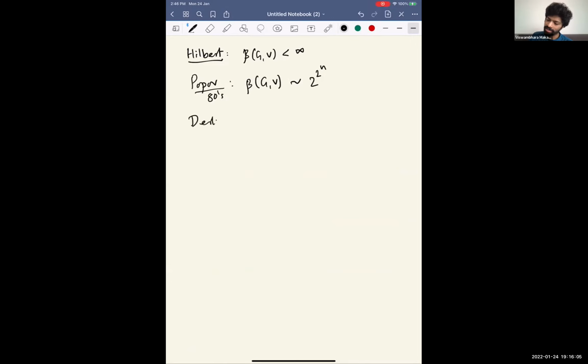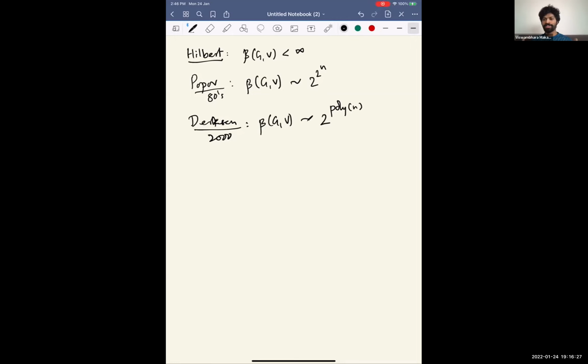And then Derksen in about 2000 gave something that's a little bit better. It's 2 to the poly n, which is still okay. And I will tell you what the difference between 2 to the 2 to the n and 2 to the poly n really is in terms of what we want to do.